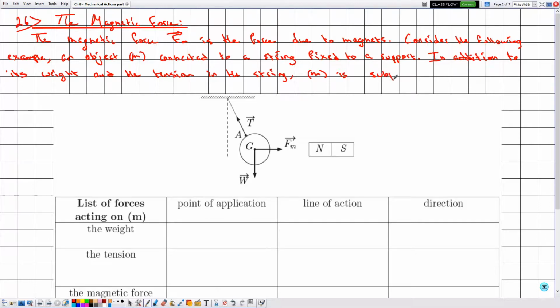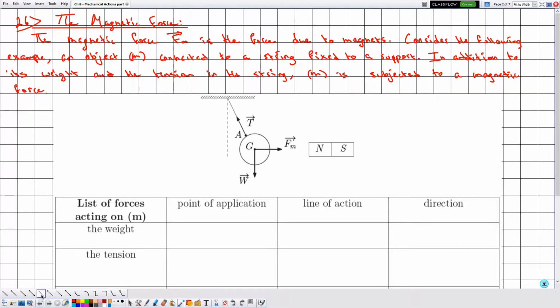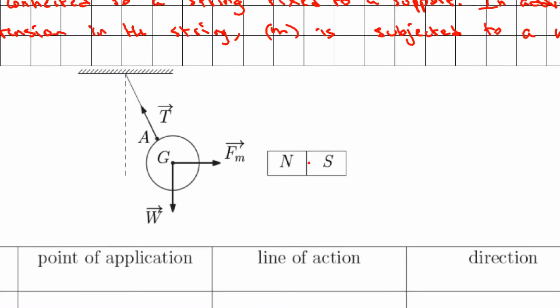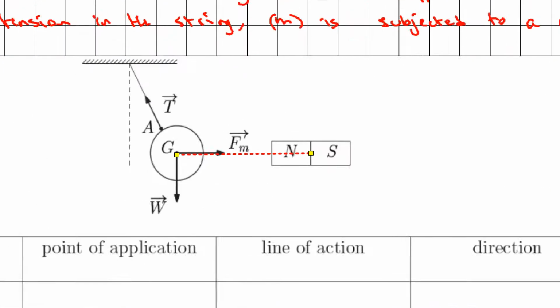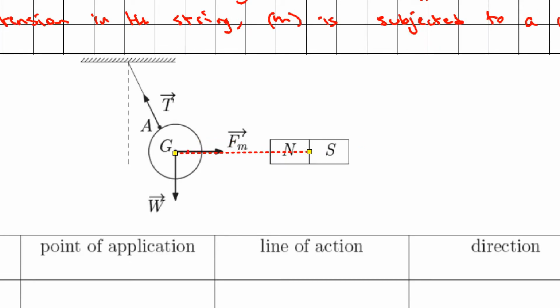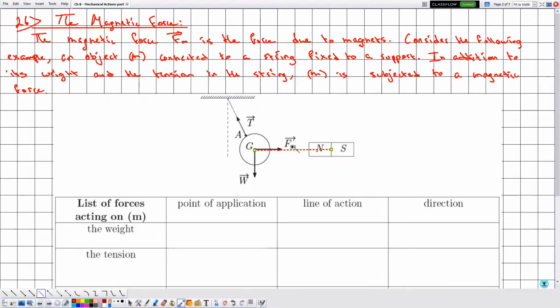Then M is subjected to a magnetic force. So how come we represented Fm in the following way? The trick is to connect the center of gravity of both objects. So if this is the center of gravity of the magnet, then if you connect them like this, notice that in this case Fm is along the horizontal. Now we need to know whether it's to the left or to the right. Notice that S is being shifted to the right. For this reason, the line of action is to the right.